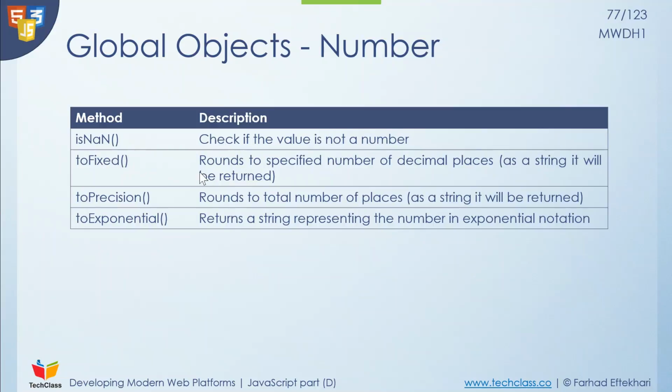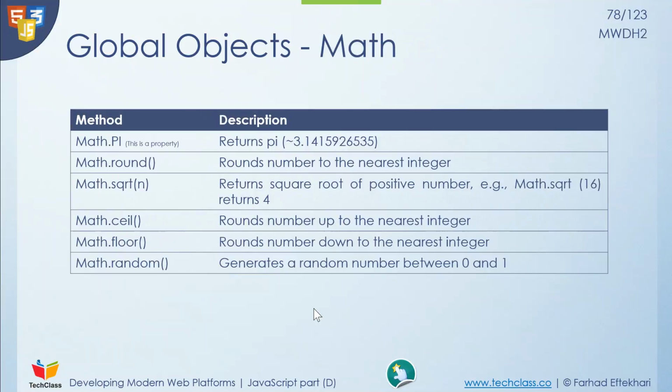And then here you can see by using toFixed, you can round to a specified number of decimal places, and a string will be returned. And then toPrecision rounds to a total number of places, and then toExponential. Some kind of mathematical related methods as well.